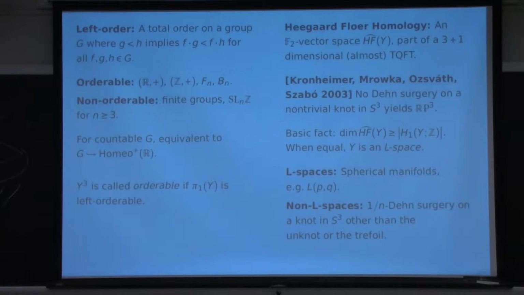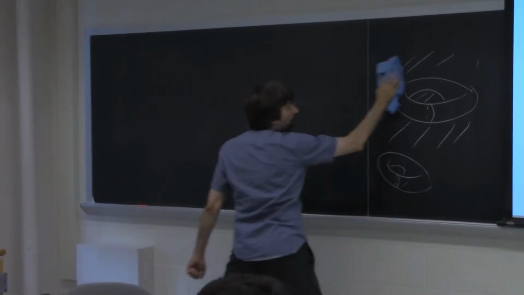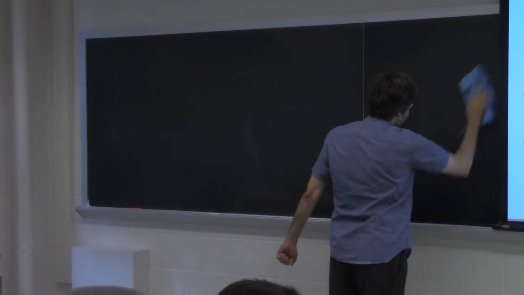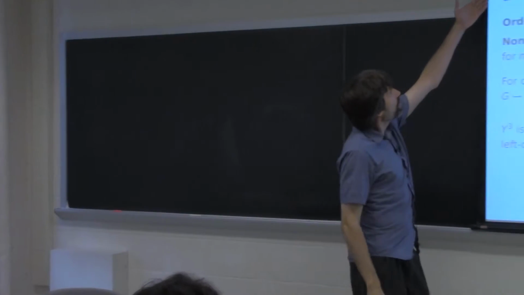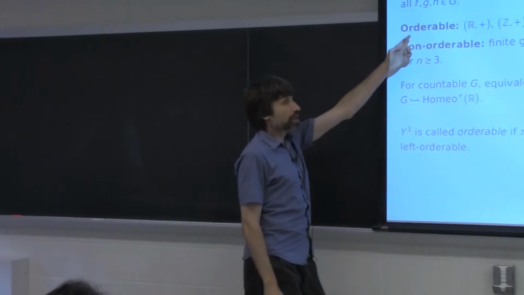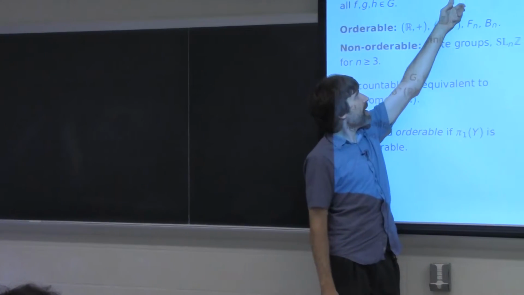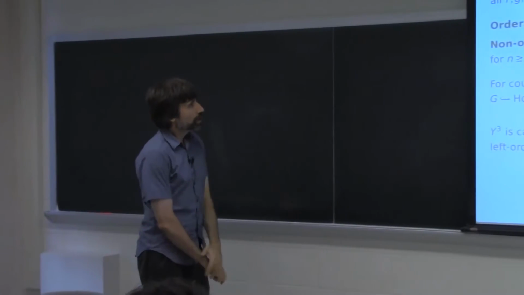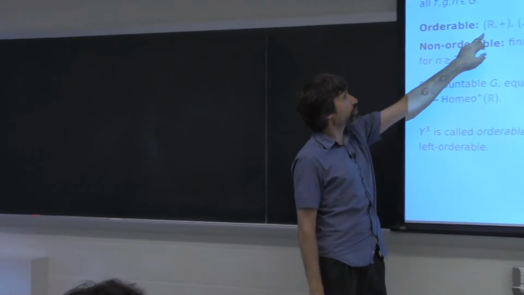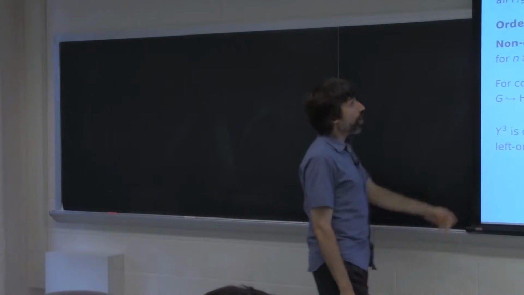So the second of our 3 seemingly unrelated concepts is purely algebraic. A left order on a group G is just a total order on its elements, which is invariant under left multiplication. So that whenever you have g less than h, and you pick another element f from your group, you have to have f times g less than f times h. Maybe the most basic example would be the real numbers with the operation of addition and the usual order.